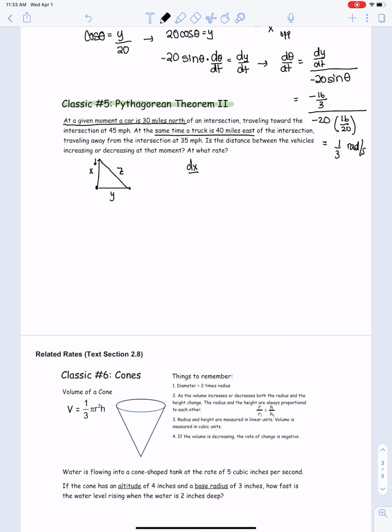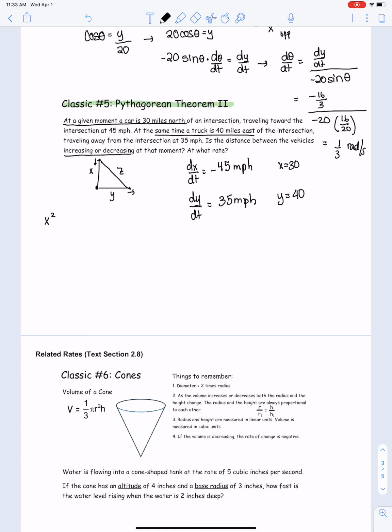The rate of change of that distance is dx dt, which is negative 45 miles per hour. My dy dt is getting larger because this car is moving away from the intersection. So I use a positive 35 miles per hour. And at the instant that X is 30 miles north and Y is 40 miles east, I want to find the rate of change between the two cars. And I want to know if that rate of change is increasing or decreasing. So I'm just going to look at the answer and decide if it's positive or negative.